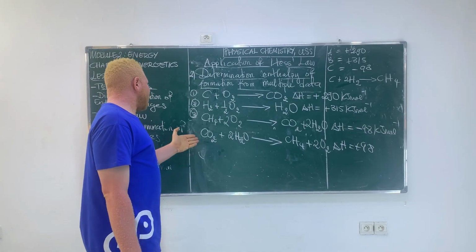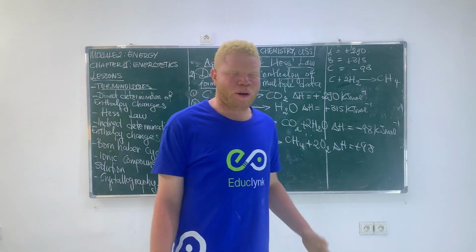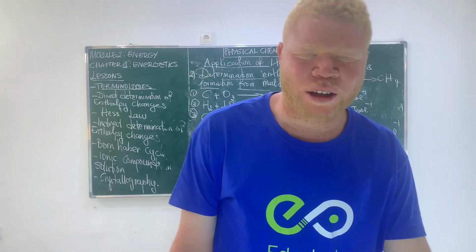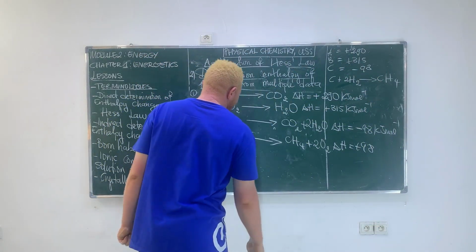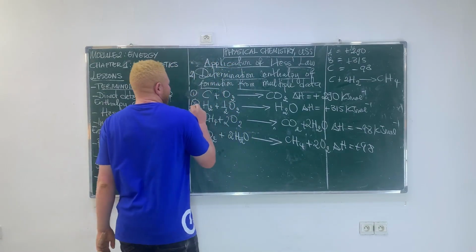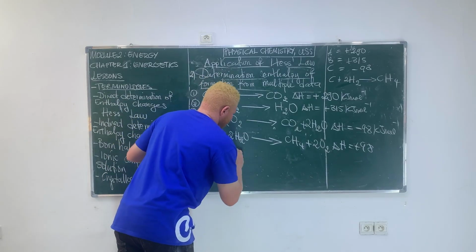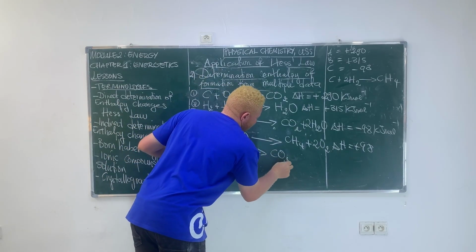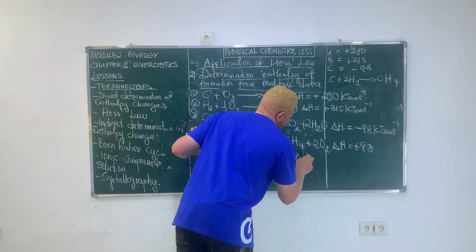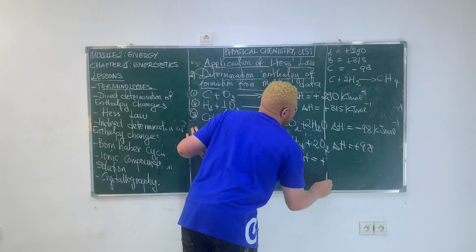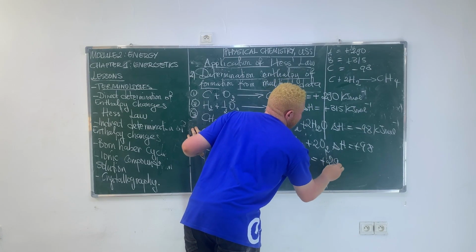Then I realize that in front of carbon, there's one. I will multiply the carbon equation by 1. Multiplying the carbon equation by 1, I'm going to have carbon plus oxygen yielding carbon dioxide, with delta H of positive 390.